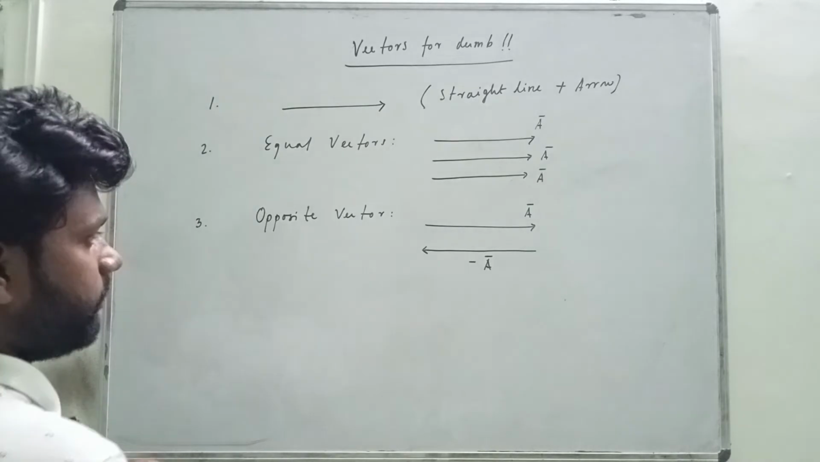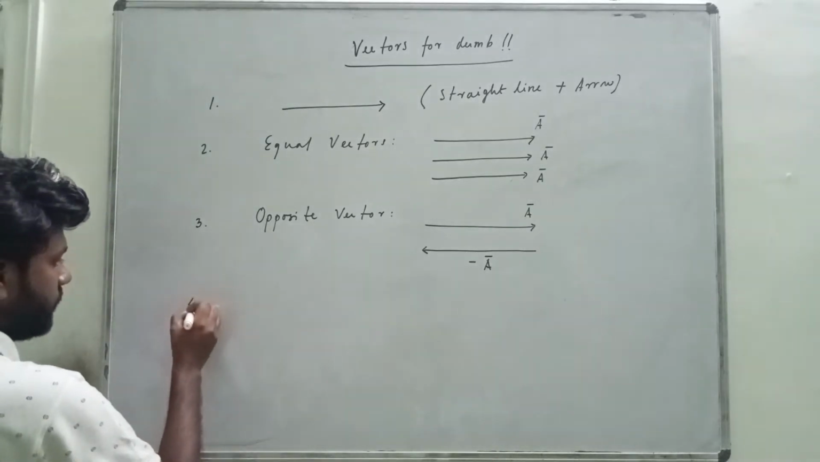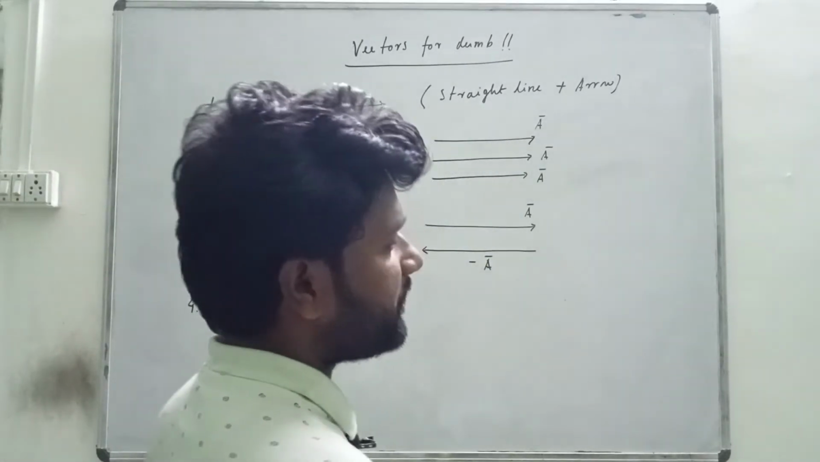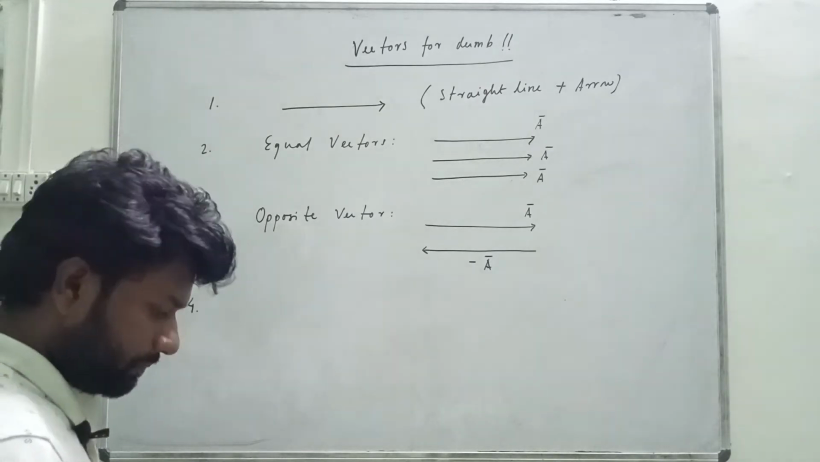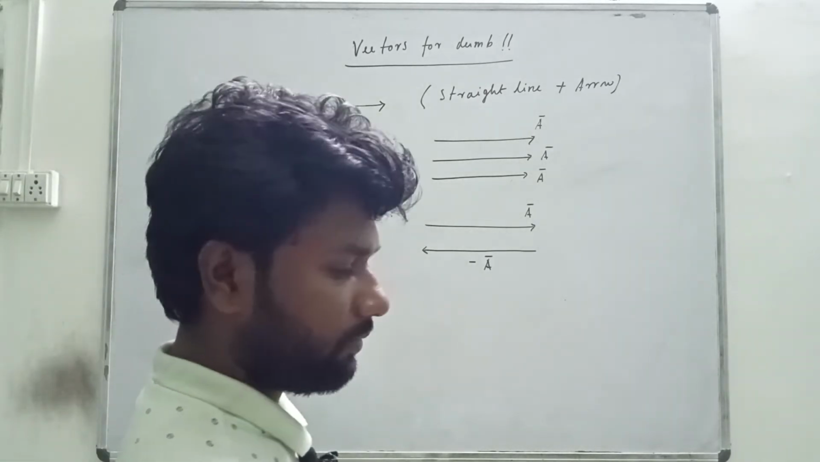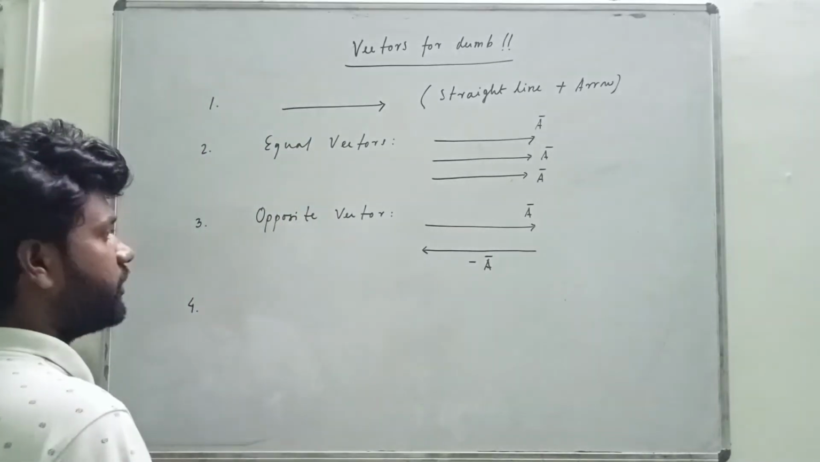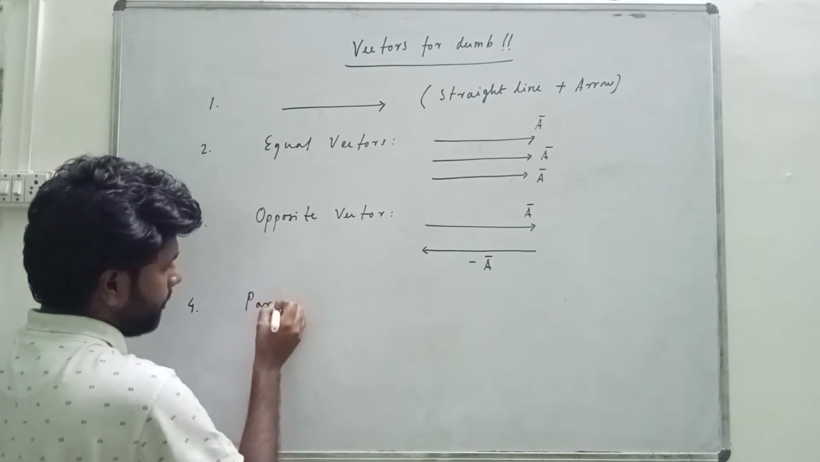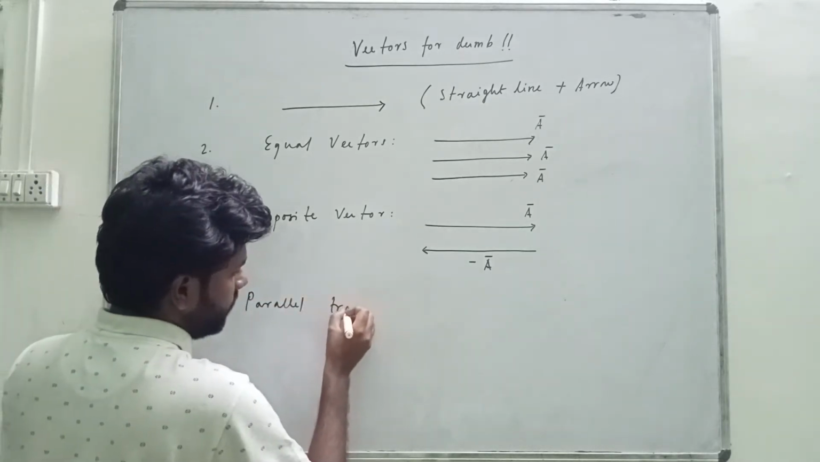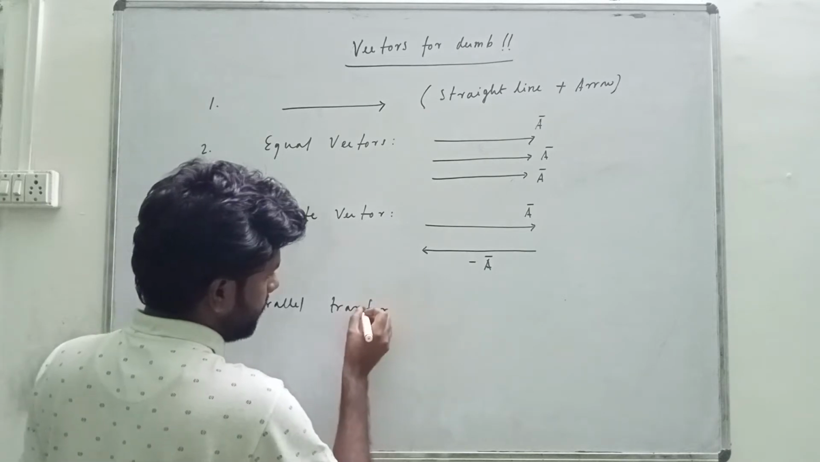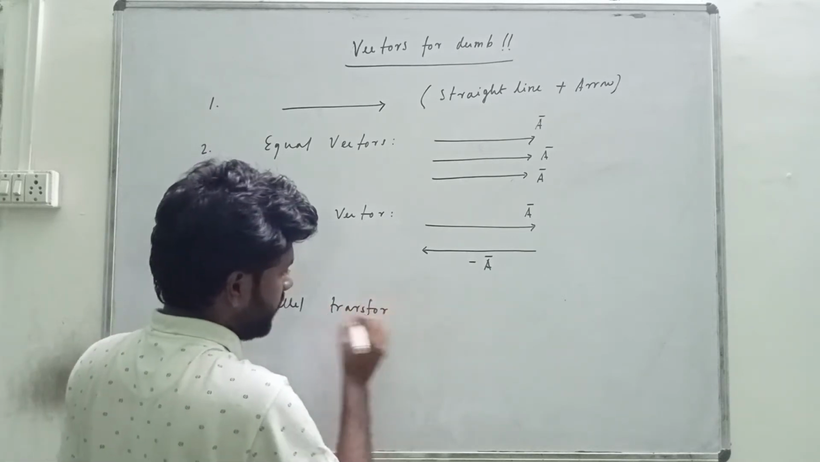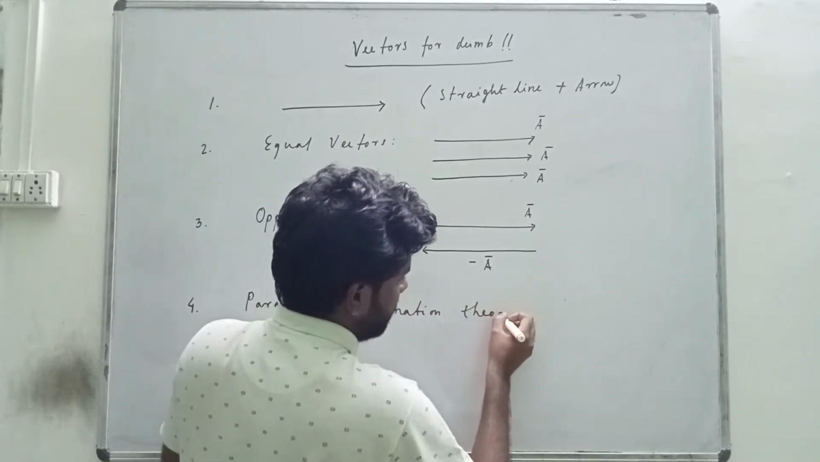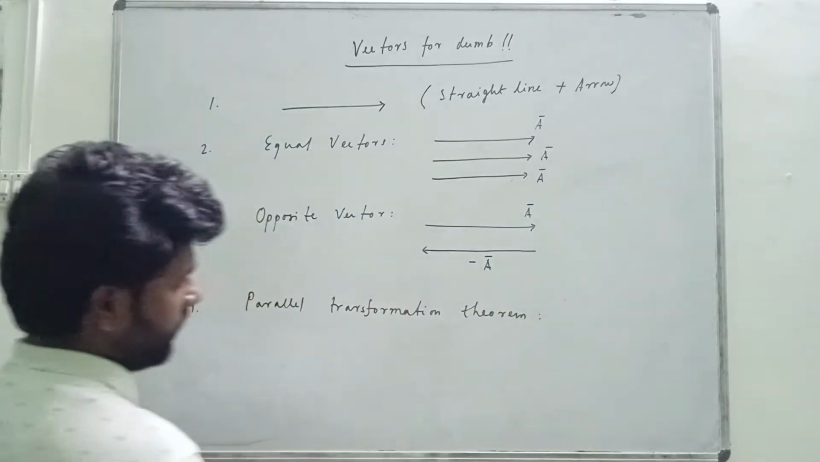And the last piece of information about the vectors is actually a very interesting, crucial result here: the parallel transformation theorem of vectors. I mean the parallel shifting theorem of vectors. You can call it the parallel transformation theorem, or just the parallel shifting theorem, right?